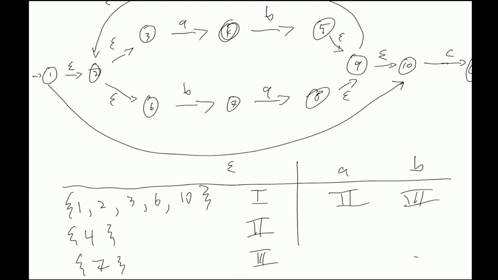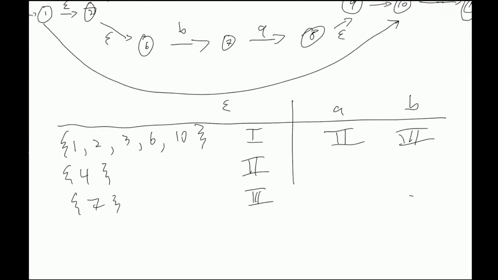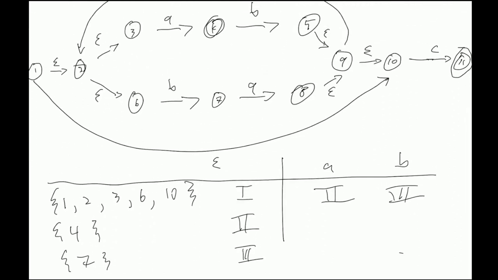Questions on this so far? Does this look like what you guys got? Okay, because I don't remember the right answer to this, so I'm just working it out just like you guys did. All right, so we do the same thing. We transition from all the states in this subset, 4, to 5, using state A, and we get nothing, right?